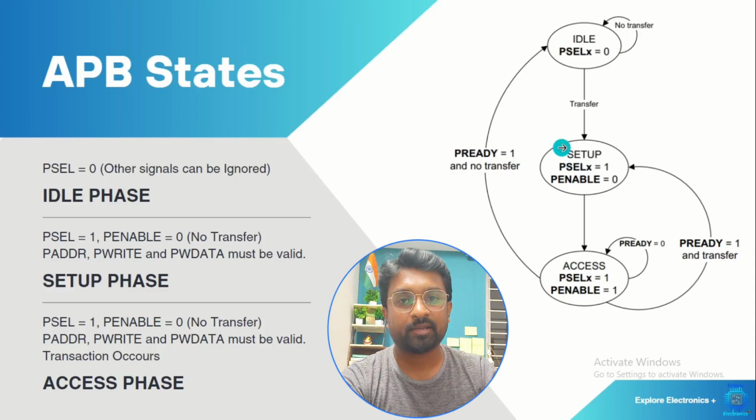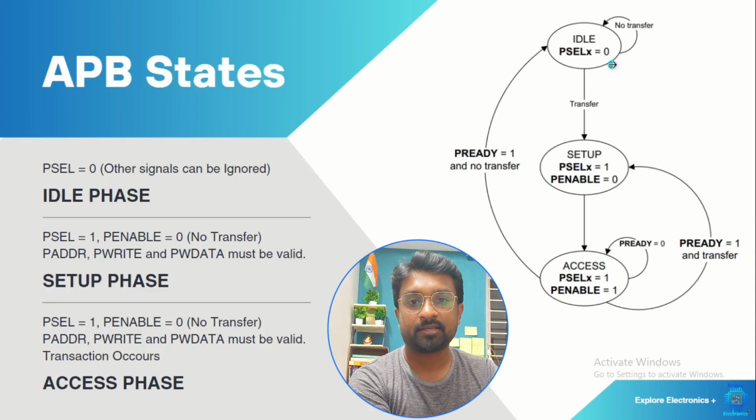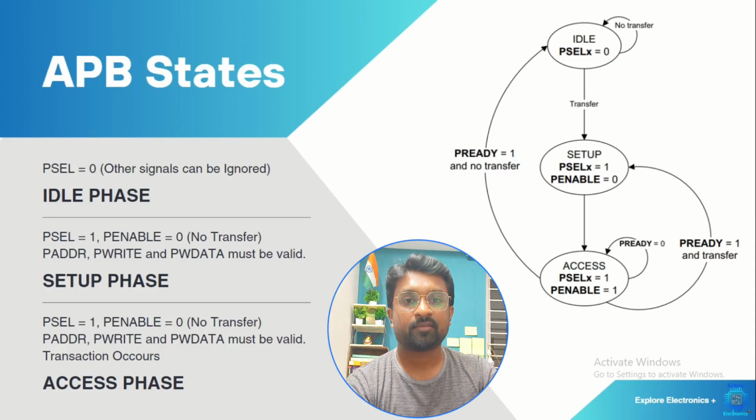This state diagram indicates 3 stages in an APB transaction. The very first thing is idle state. In idle state, as I said, P select will be 0. Until master selects the slave, the bus will be in the idle phase. There is no transfer that occurs. Once the slave is selected, it will move on to setup phase.